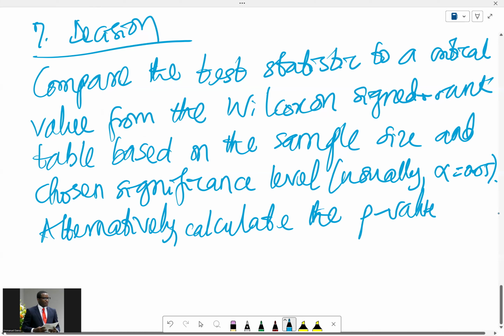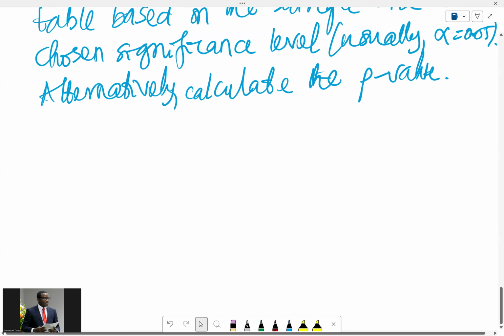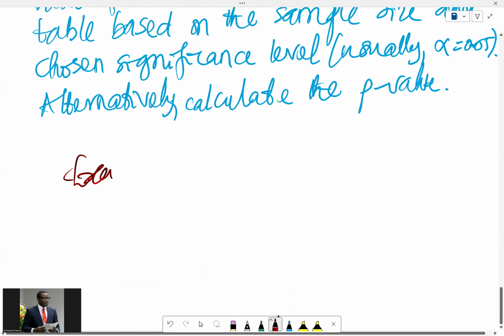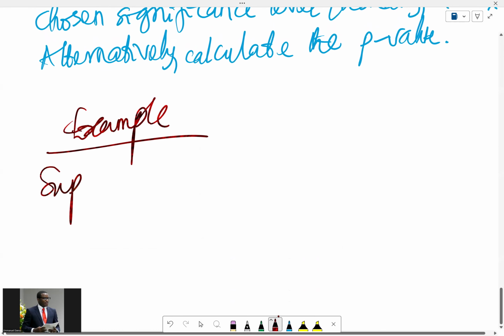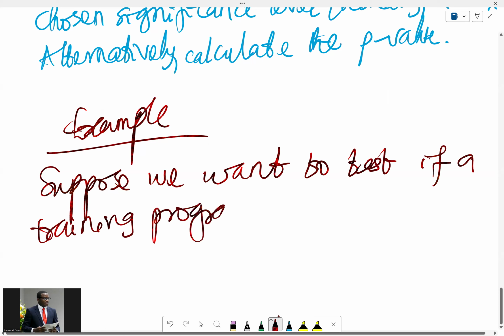So let's go for an example. Suppose we want to test if a training program improves employee productivity.